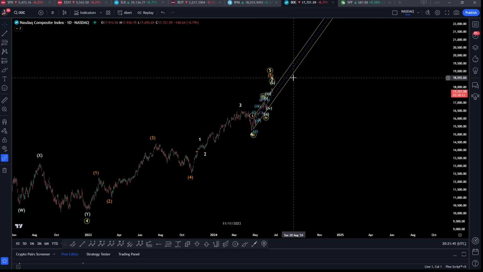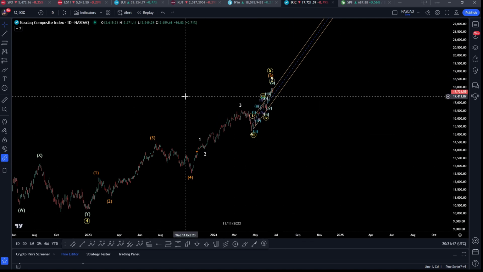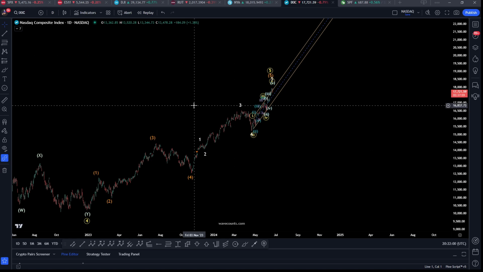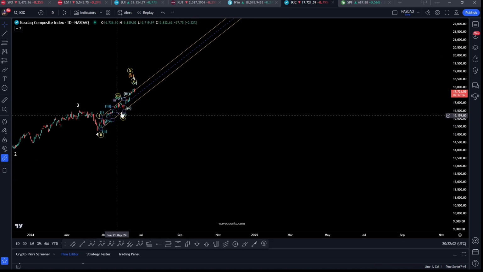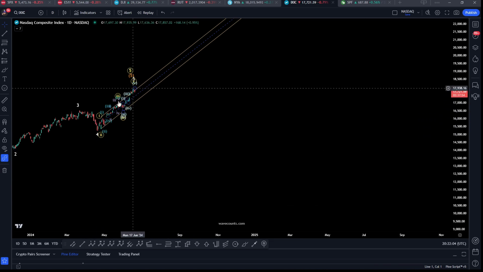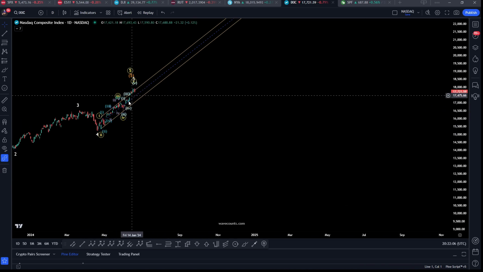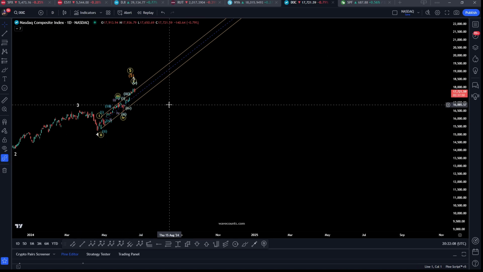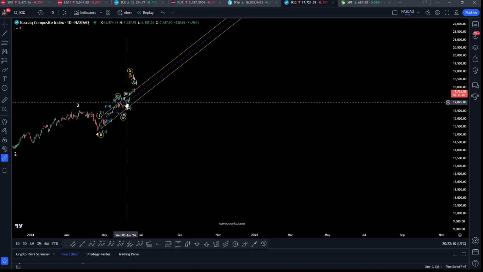The fifth wave extension. Again, I will repeat. Most impulse waves have one and only one extension. You can have up to 2 or none. Cannot have 3. This is a 5-wave advance, has to be complete. It already has 2 extensions in it.